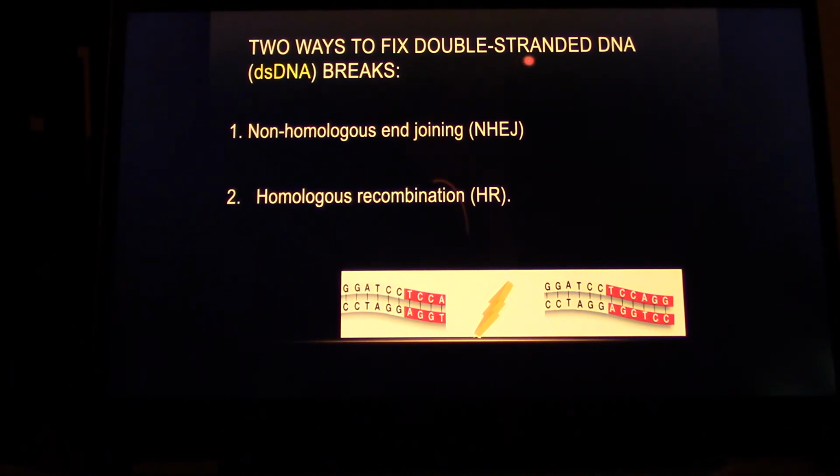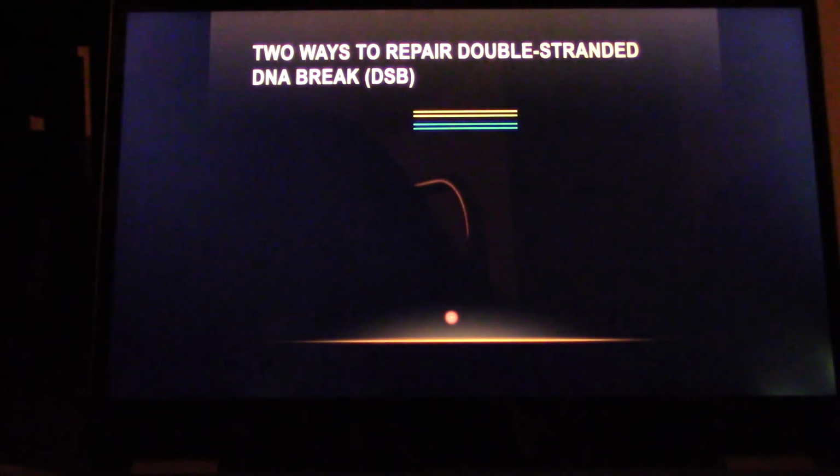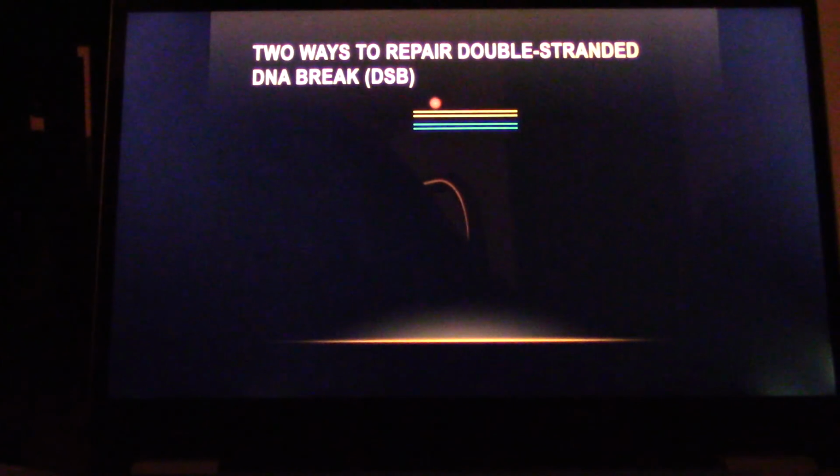So 2 ways to fix double-stranded DNA or dsDNA breaks. One is called non-homologous end joining, NHEJ for short. And the second one is homologous recombination. Yes, that's the same thing we were talking about with crossing over and creating meiotic genetic diversity through meiosis. You need homologous recombination to repair damaged DNA as well. So there's 2 ways to repair double-stranded DNA breaks.